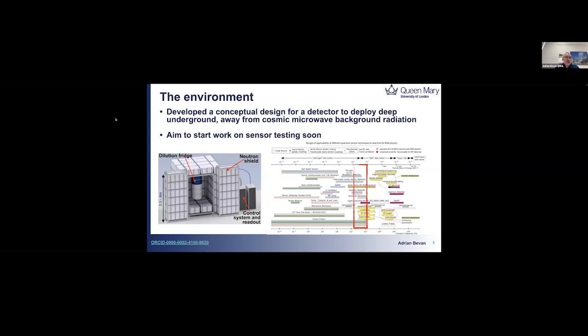Now we've got a conceptual design that is shown here, and the idea is that we squirrel this system away. So we have a dilution fridge surrounded by a neutron field deep underground. So we go about a factor of 1 million down on the cosmic microwave background radiation. That's the radiation environment that we live with at the surface of the Earth. And now with these designs, we're working towards starting sensor testing.